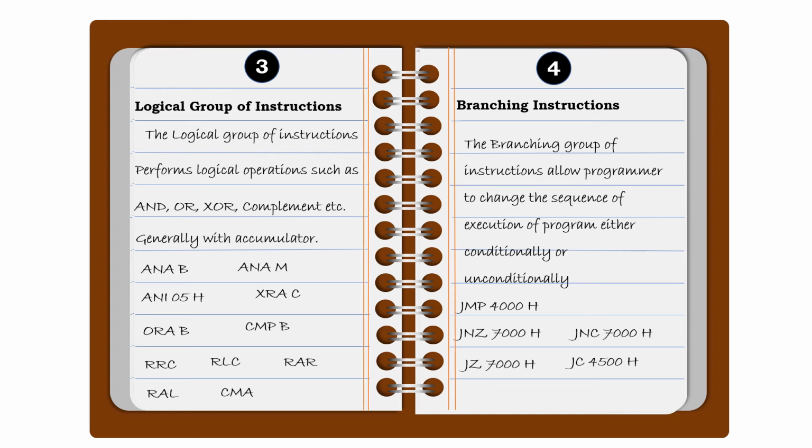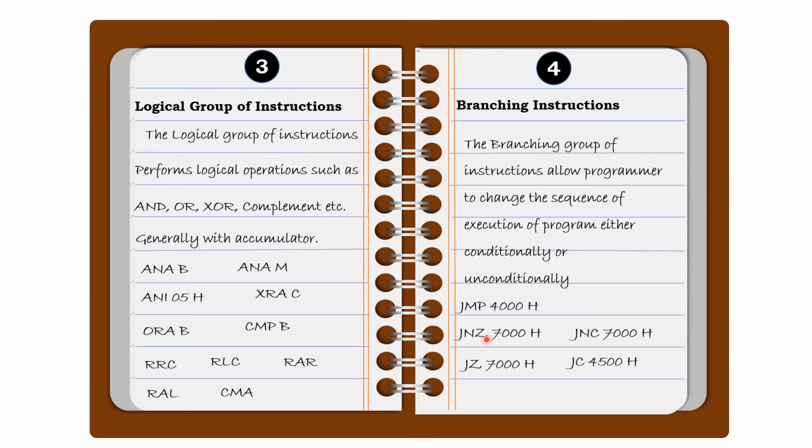So here they are given some examples. JMP 4000. This instruction is a jump with a 16-bit address. So if I use this instruction in a program, the control will transfer to the 4000 location. By using this instruction, I can transfer the control of my program, that is, the microprocessor, to a particular location. Likewise, the next one given is jump on no zero, JNZ 7000.